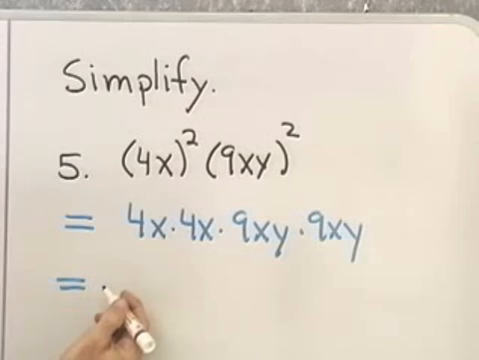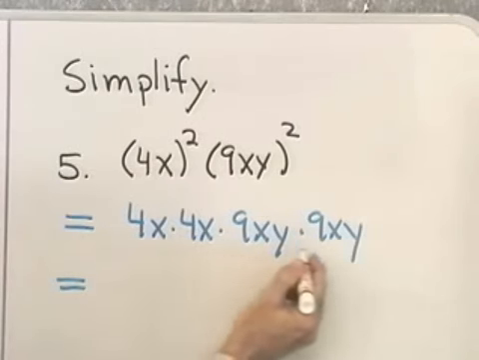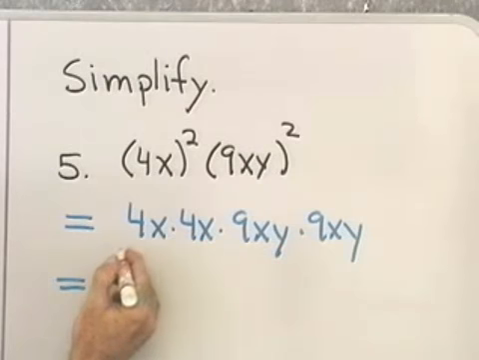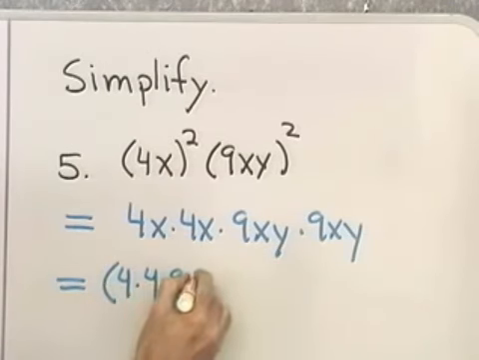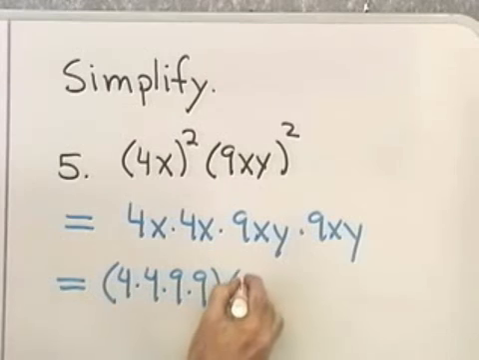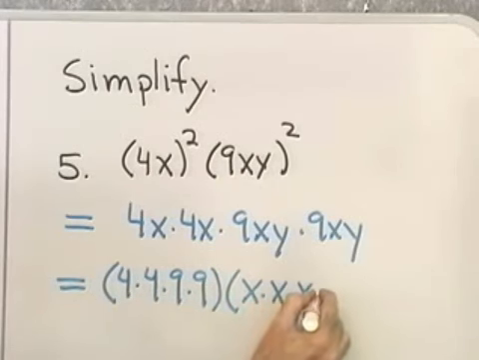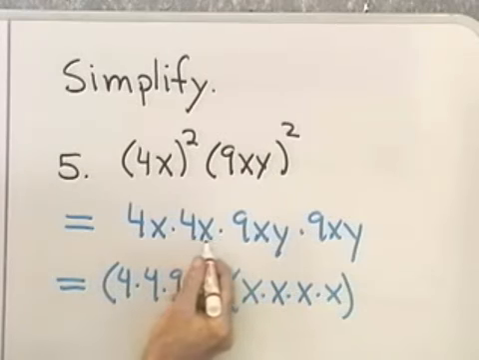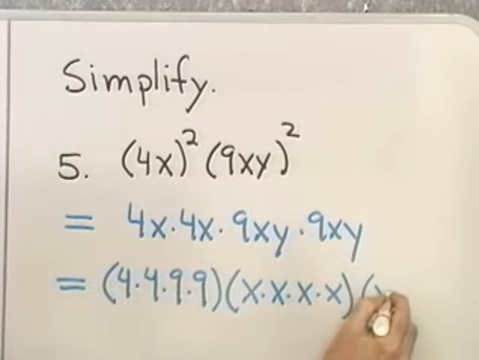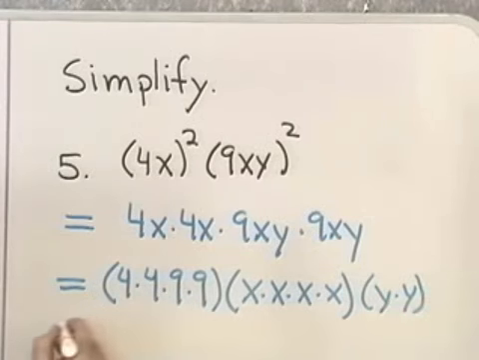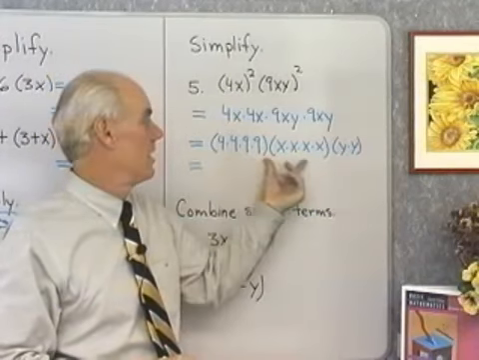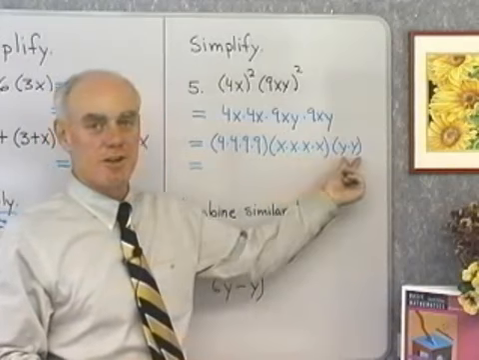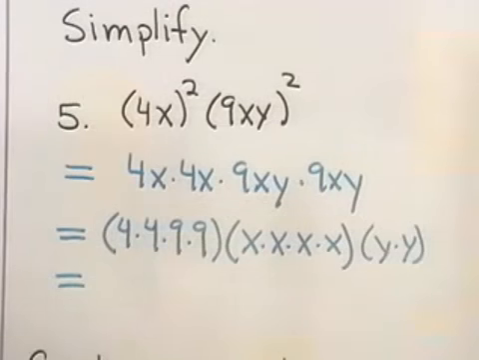Now, with the commutative and associative properties of multiplication, I'm going to change the order and the grouping of these numbers in this product and write this as 4 times 4 times 9 times 9 times x times x times x times x. There's all 4 of the x's times y times y. So that is simply an application of the commutative and associative properties for multiplication. I've grouped all the numbers together here, and then all the x's over here and the y's over here. Now I'll continue to simplify.